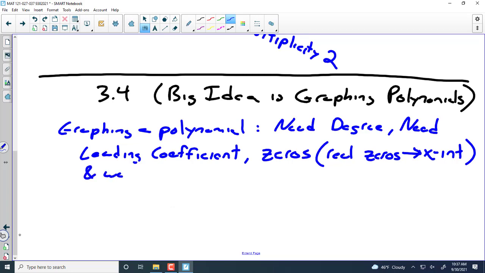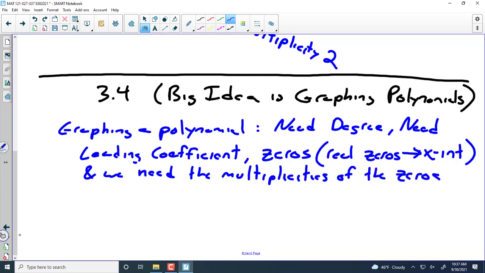We need the multiplicities of the zeros. In other words, if a factor is repeated and a 0 shows up twice, much like x did, or 0 did in that previous problem, we need to know that too.